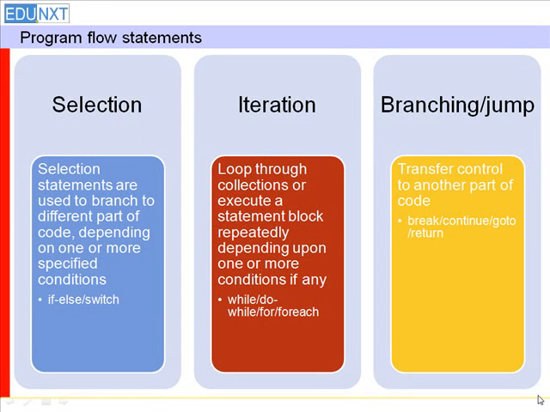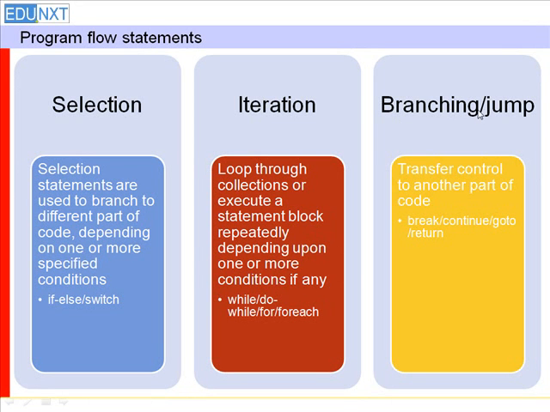Next are iteration or loop statements. Whenever we want our piece of code or a statement block to be executed multiple times or in a repeated manner, then we can use this iteration or loop statements. How many times the loop needs to be executed, that is controlled by one or more conditions. And again, it is not mandatory to specify these conditions. Examples of iteration statements are while, do while, for, or foreach statement.